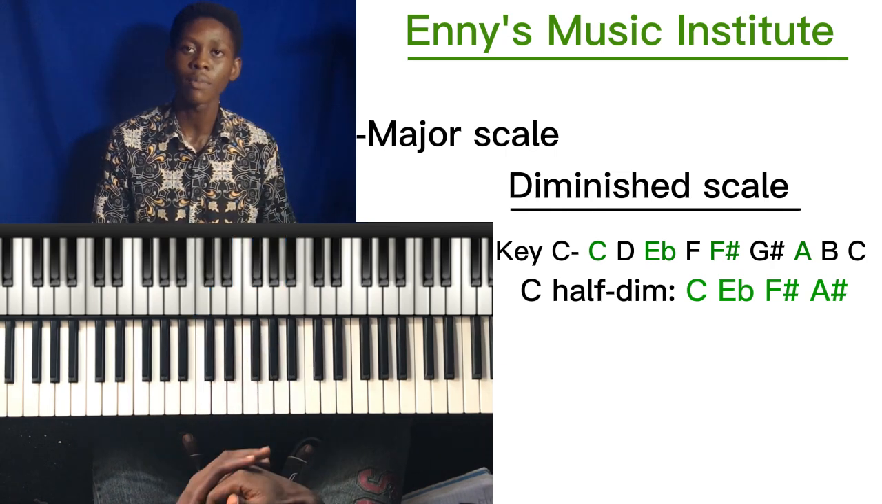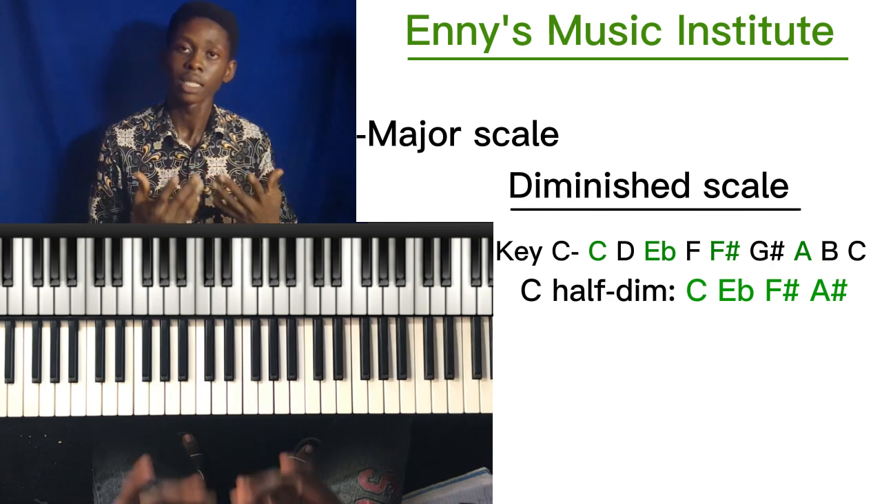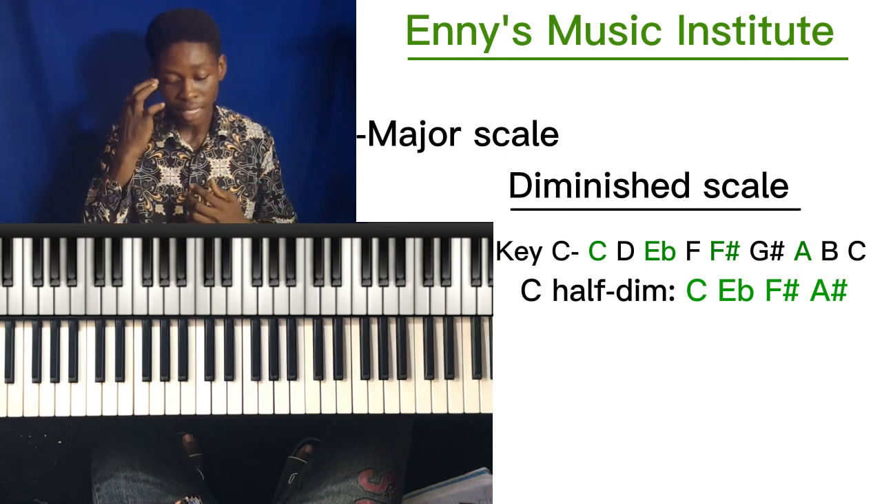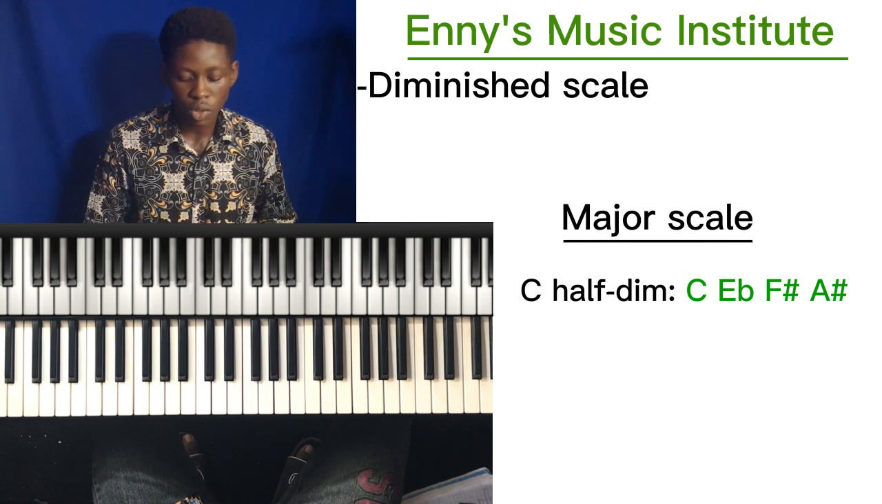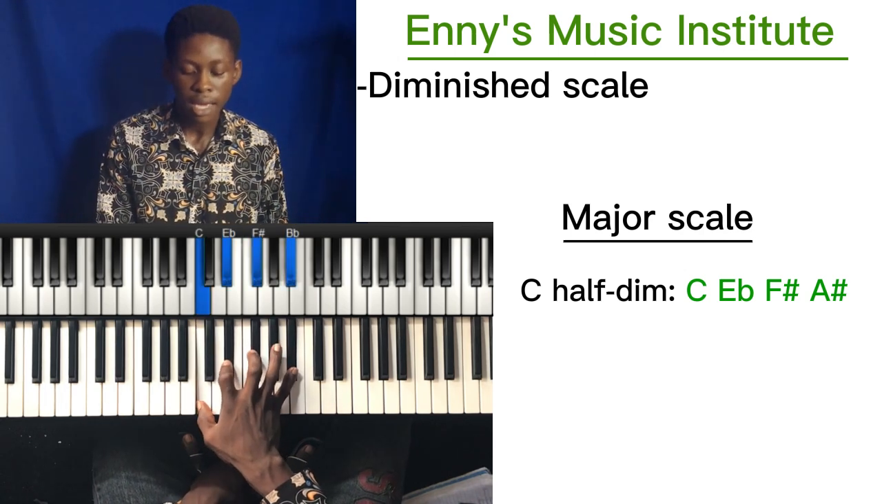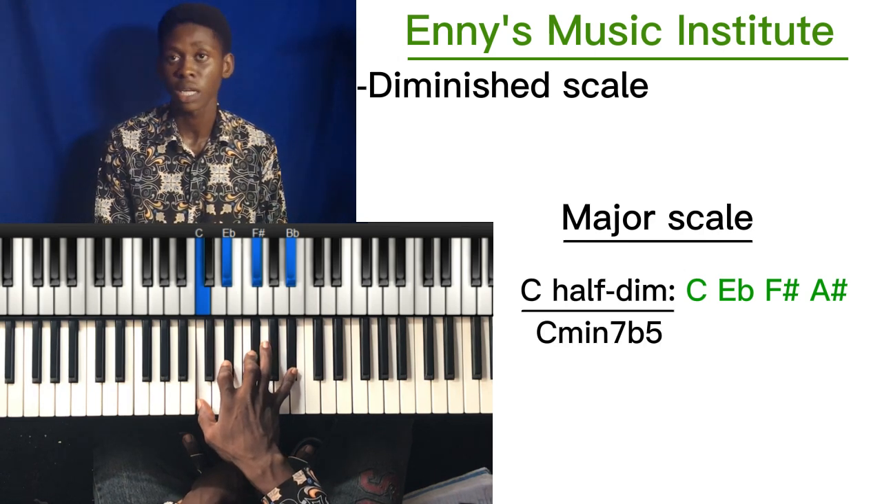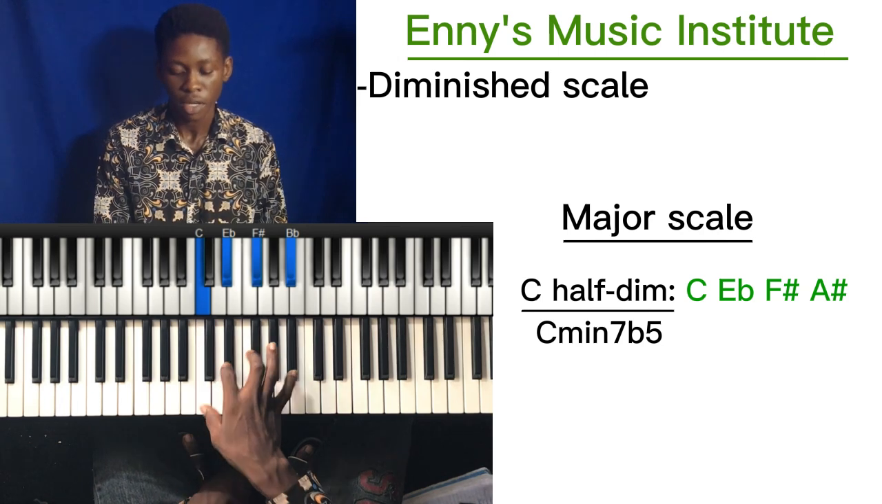So now it might be a bit hard to understand it using the diminished scale, since not many people are familiar with the diminished scale. So you can also look at it in the light of the major scale. In the light of the major scale, this chord is also called a C minor 7 flat 5. That's another name for the half diminished seventh chord. It's also a minor 7 flat 5. So let's look at that now.